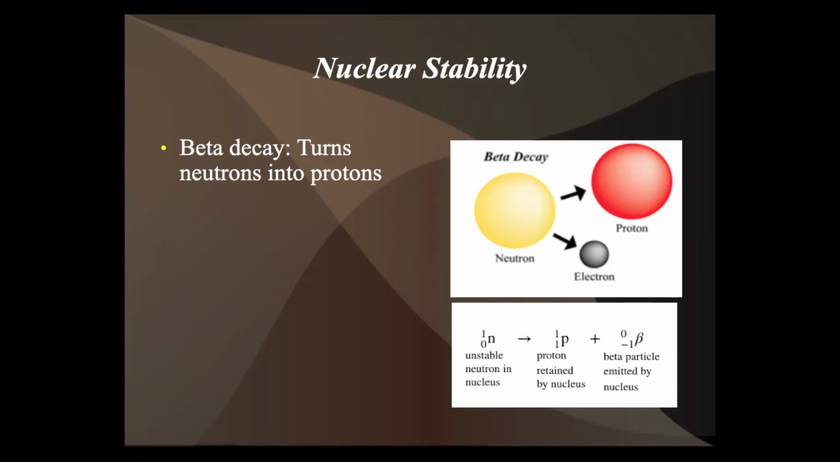So beta decay turns neutrons into protons. If the atom has too many neutrons, it's too unstable, then beta decay can happen where it can convert the neutrons into protons.